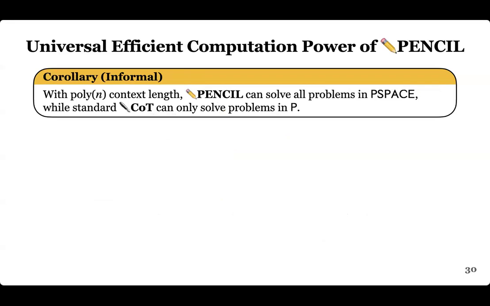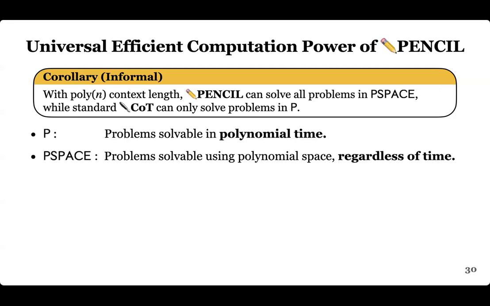So here is the implication. We can consider a specific example. We know that in real-world cases, the space is limited. The memory we can use is limited. So let's assume we can just use a polynomial context length to solve problems. What can Pencil solve and what can chain of thought solve? Pencil can solve all problems in PSPACE, while standard chain of thought can only solve problems in P. P here refers to the problems solvable in polynomial time, and PSPACE refers to the problems solvable using polynomial space, regardless of how much test time compute we use during inference.